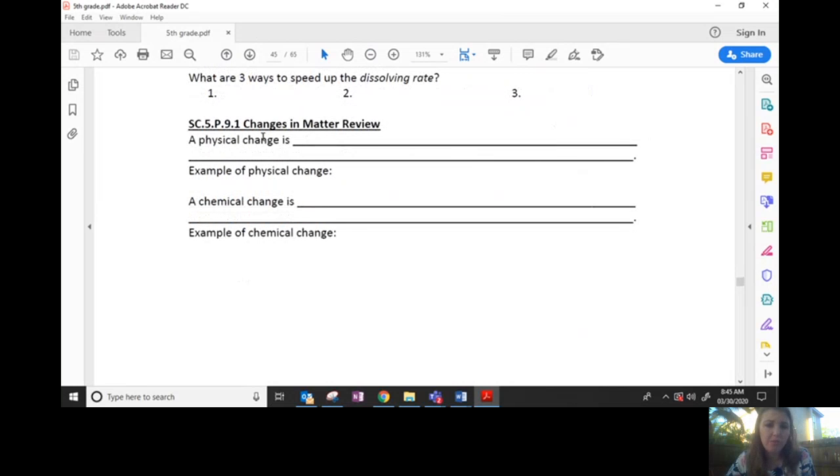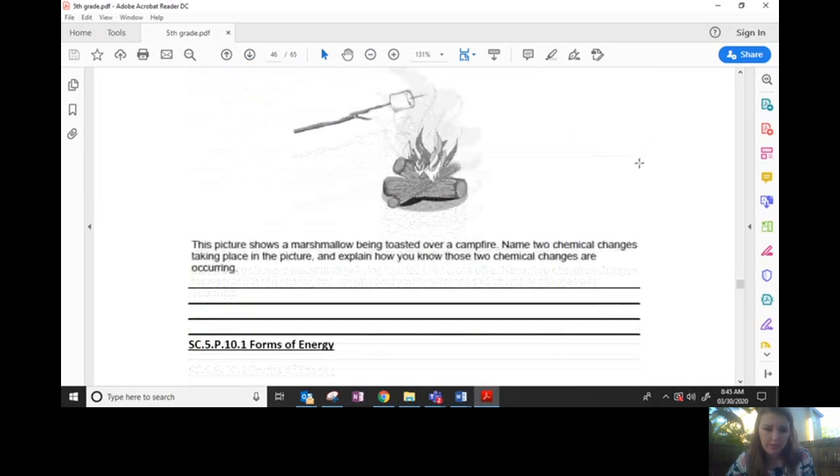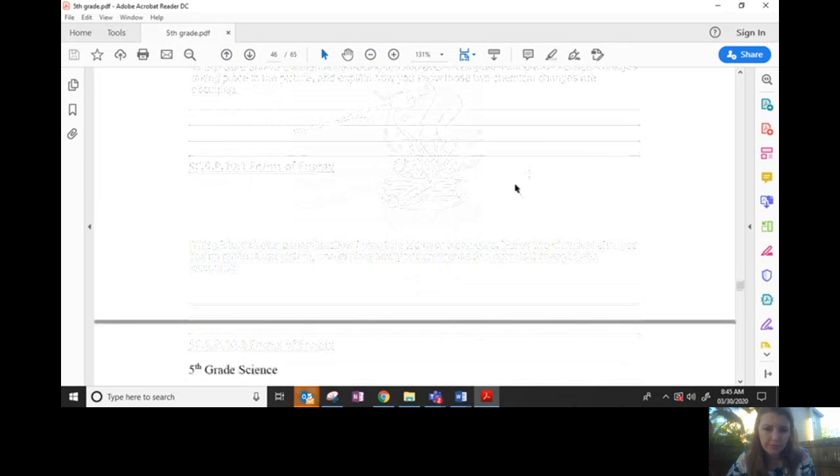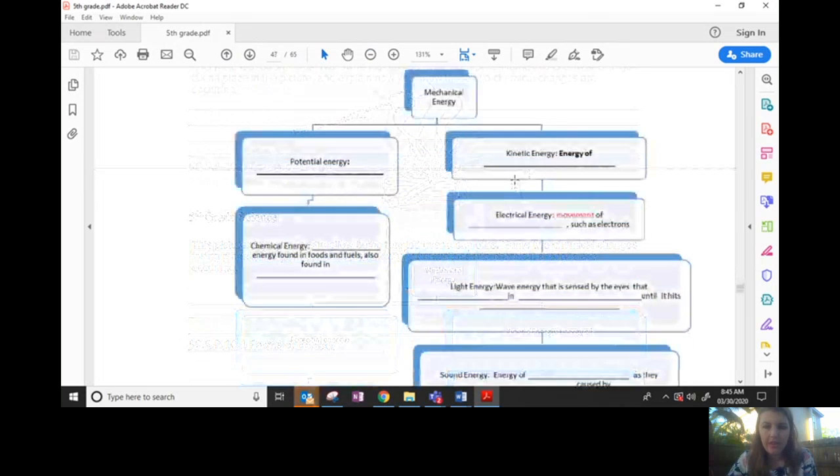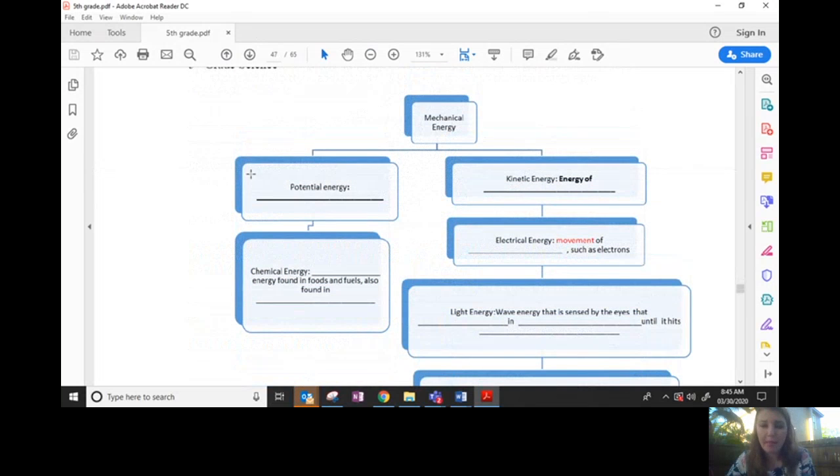Changes in matter. You're going to write what a physical change is in an example, and then what a chemical change is in an example. Then they ask you a question about a marshmallow being toasted. And then a mechanical energy map.